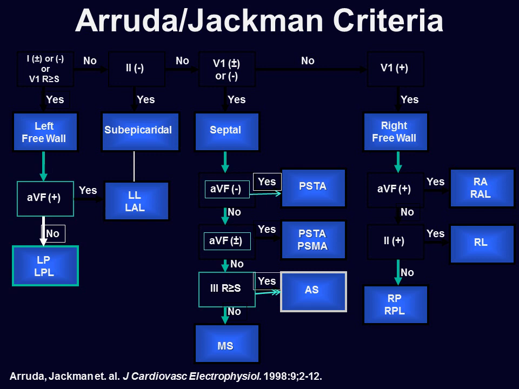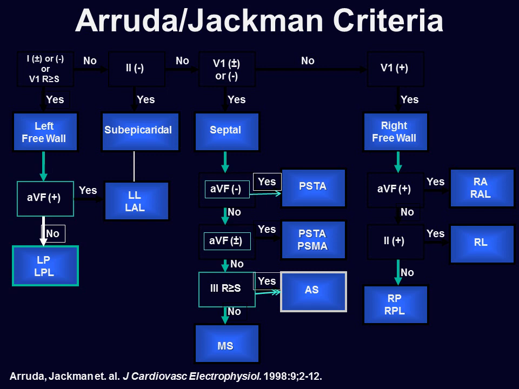Now, if your lead 1 is positive, negative, or completely negative, or V1 R is greater than S, it is a left free wall pathway, and if AVF is positive, then you tend to go left lateral. But if it is negative, you go to the left posterior or left posterolateral pathway. If lead 2 is sharply negative, it's a subepicardial pathway, as in the coronary sinus diverticulum.